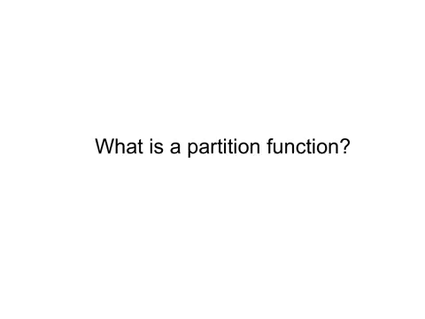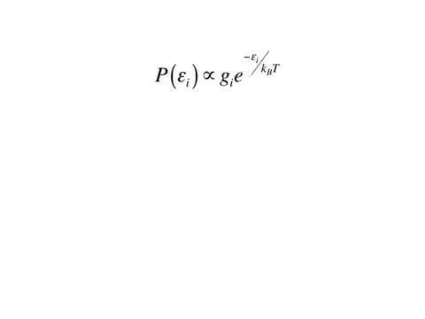What exactly is a partition function, and what does it tell us? From your reading, you will know that the fraction of particles with a given energy epsilon sub I, or the probability of finding a particle with energy epsilon sub I in my system, is proportional to the degeneracy of that energy times this exponential factor, e to the minus energy divided by k Boltzmann T.